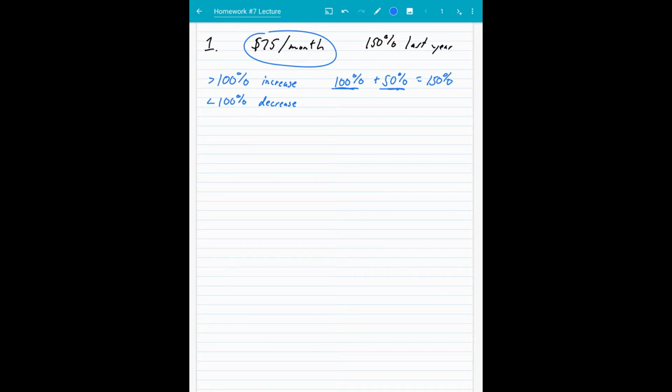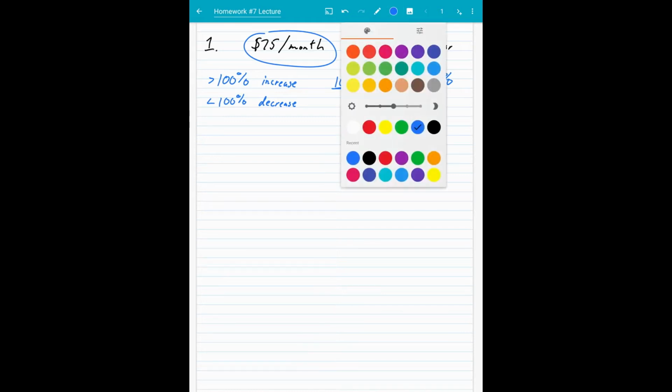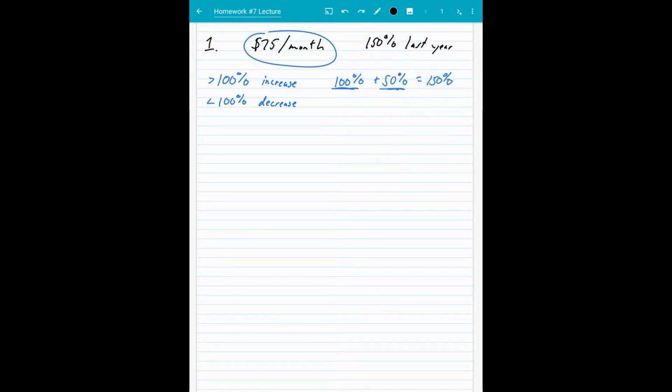So what we can do is use that understanding of the 150% that I showed y'all last time. We'll say x can represent his last year's bill times 1.5 should equal $75. Right here, this is the 150% of last year's bill. So this is last year. And then this is his new total, his new cost. So we're saying this is 150% of last year's monthly cost.